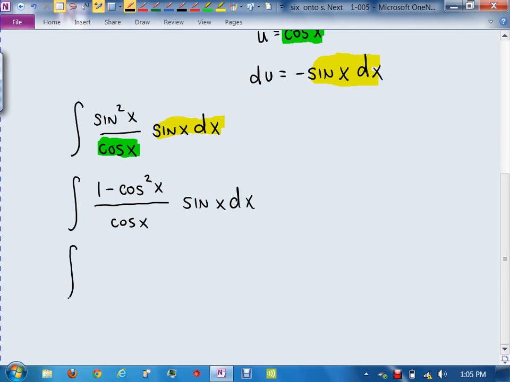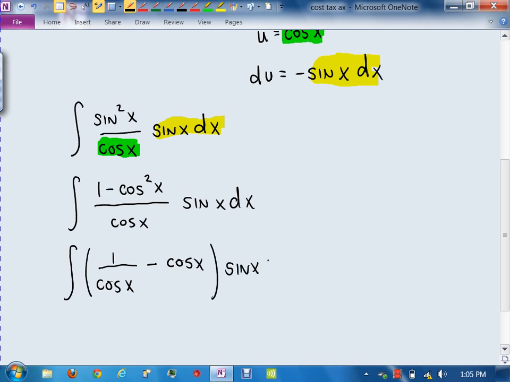Okay, now you have some options here. I'm going to keep it like this. I'm going to go ahead and separate this into two fractions: 1 over cosine x minus cosine x, then I have my sine x dx. So all I did was take the 1 and put it over cosine x, and I took the cosine squared x and put it over cosine, so it's split into two fractions. And that gave me two terms. And then I still have the sine x dx.